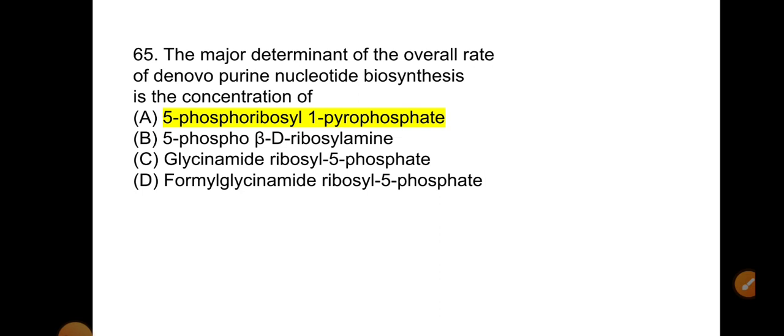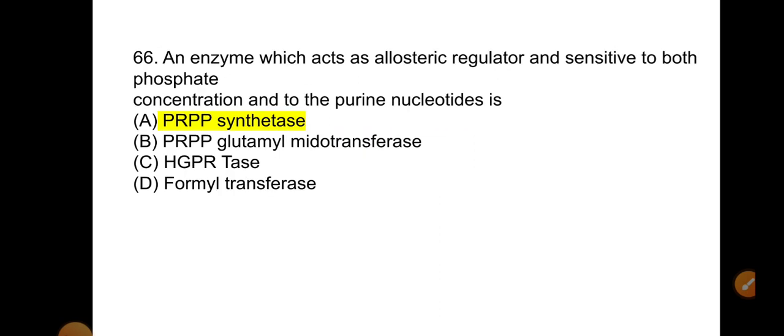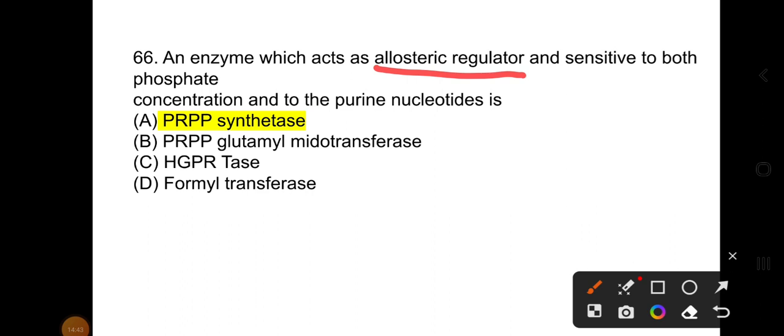So basically, you have de novo as well as salvage pathways for the synthesis. So this is the determinant that if the cell wants to go for de novo purine nucleotide biosynthesis, then it will look at the concentration of PRPP, phosphoribosyl pyrophosphate. An enzyme which acts as allosteric regulator and is sensitive to both phosphates is again PRPP synthase. So this is a very repeated question that it is saying enzyme which acts as allosteric regulator and sensitive to both phosphate concentration and purine nucleotide.